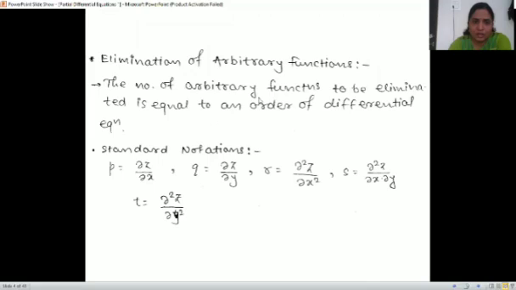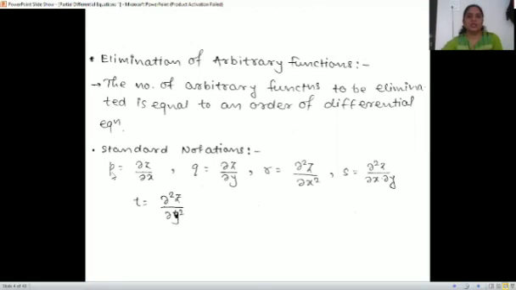Then elimination of arbitrary functions. The number of arbitrary functions to be eliminated is equal to the order of the differential equation. So standard notations in PDE are, if it is dou z by dou x, it is p.